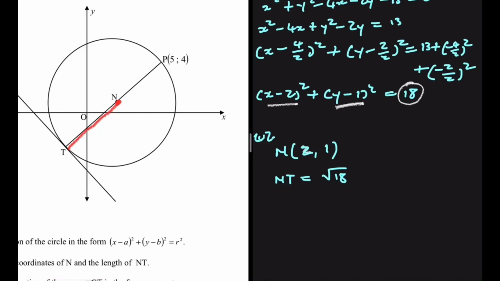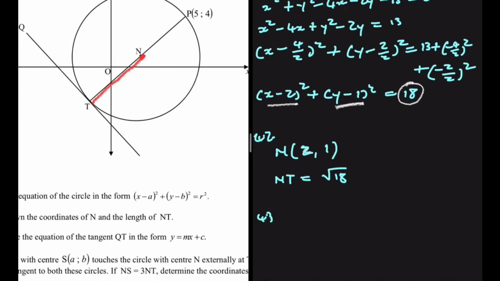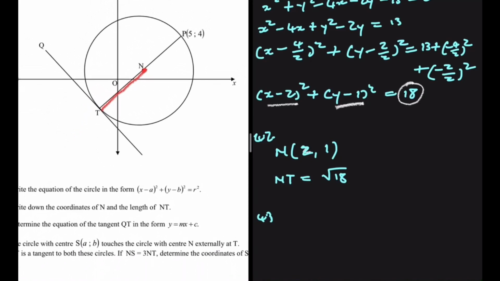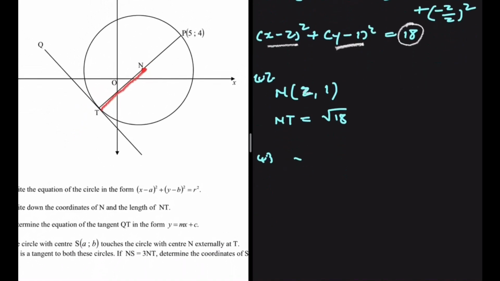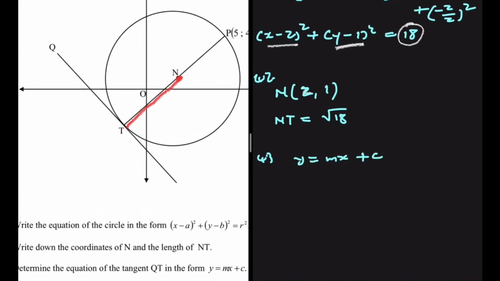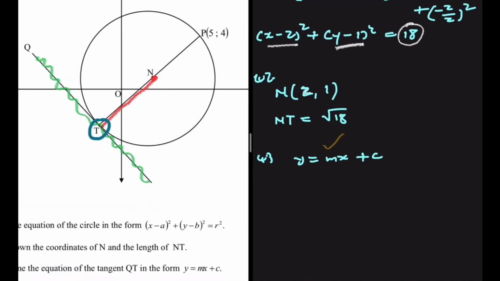Let's move to 4.3. In 4.3, determine the equation of the tangent QT in the form y is equal to mx plus c. So let's go ahead and do some analysis. We have QT right here as our tangent. In order to find the gradient of QT, because we need to find the gradient if we want the equation, we're going to have to find the coordinates of T. Well, we don't have to necessarily find the coordinates of T for the gradient, because we can just use the coordinates of N, which is 2 and 1, and the coordinates of P.